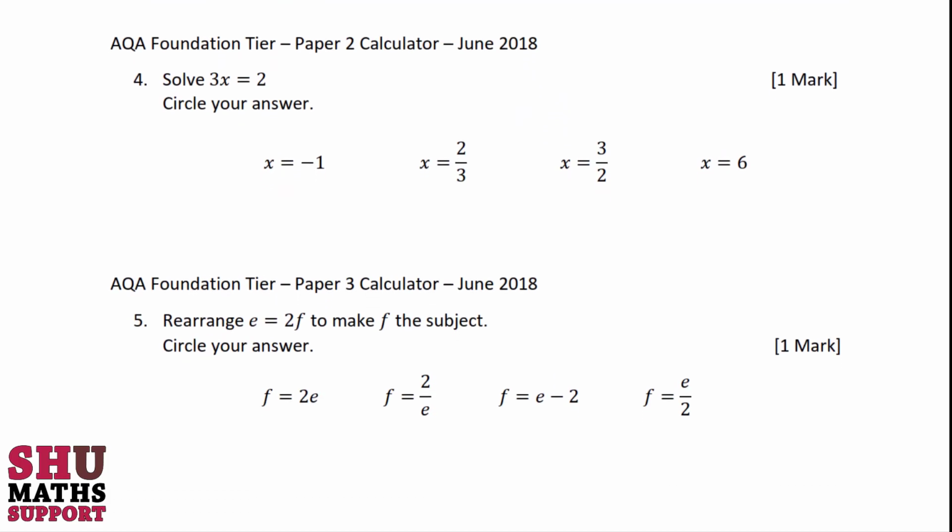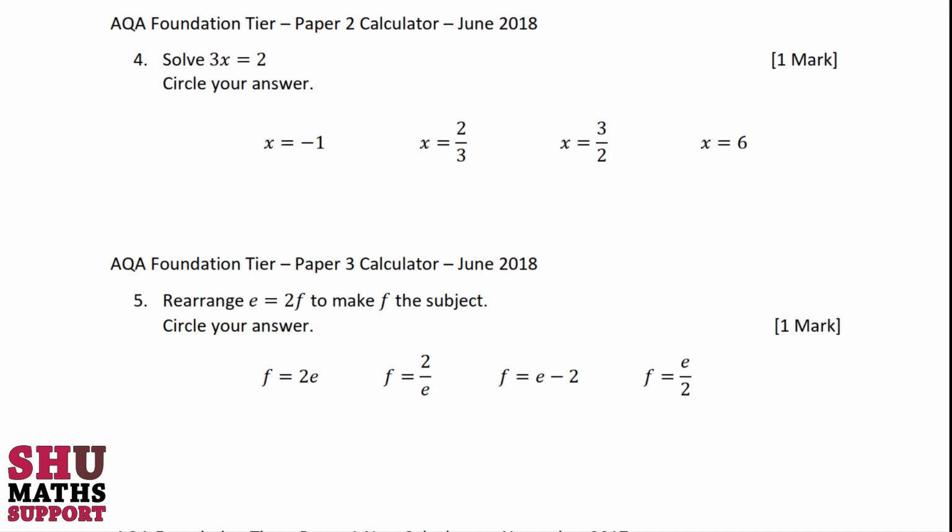Now the next question, we have solve 3x is equal to 2, so this one's also a nice and easy one that we just need to circle. So if we have 3x is equal to 2, then x is of course going to be 2 over 3, and let's see if that's an option. It is the second option here, so we'll give that a circle.